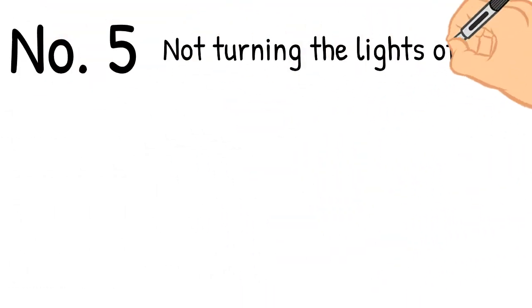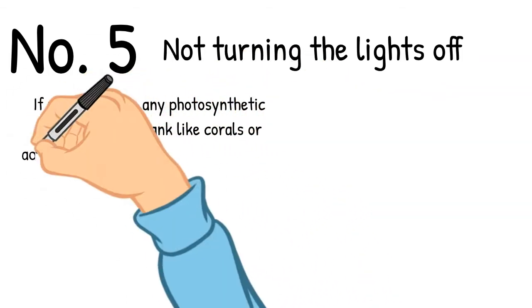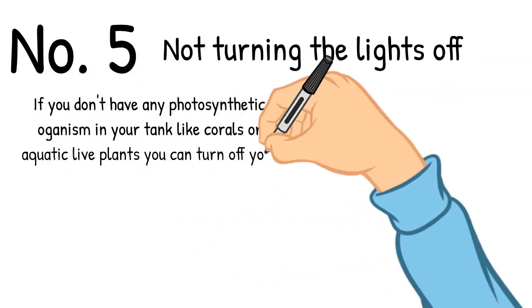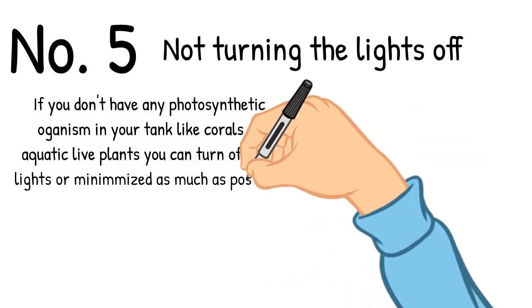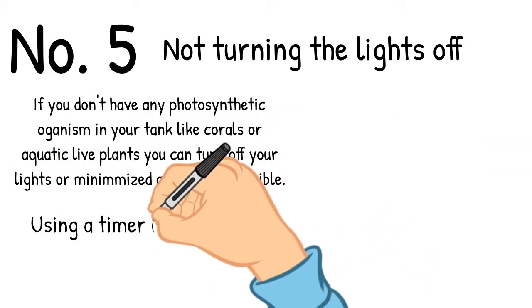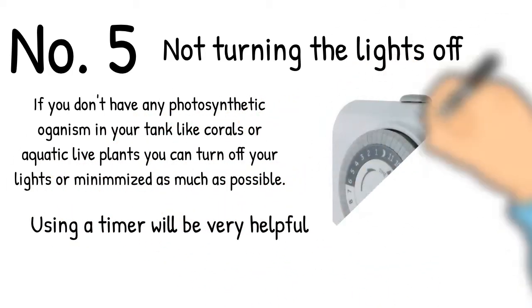Number 5. Not turning the lights off. If you don't have any photosynthetic organism in your tank like corals or aquatic live plants, you can turn off your lights and minimize them as much as possible. Using a timer will be very helpful.